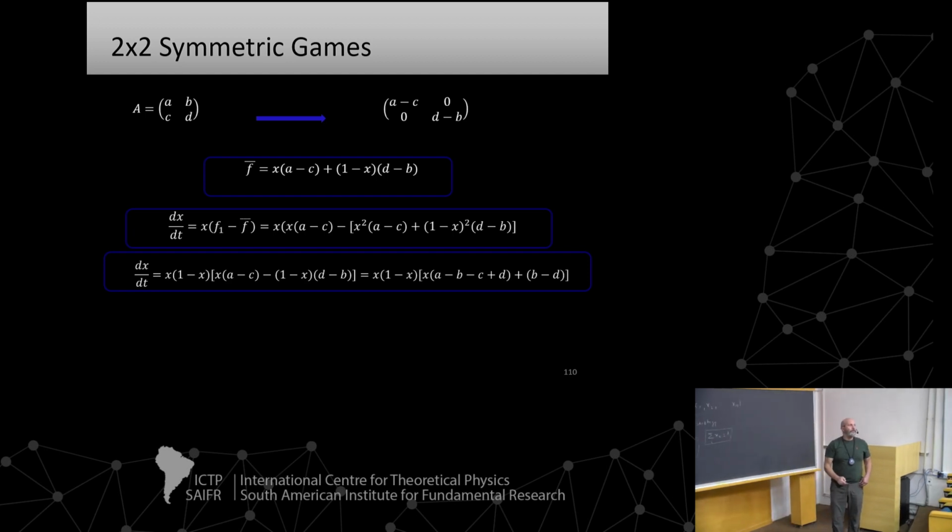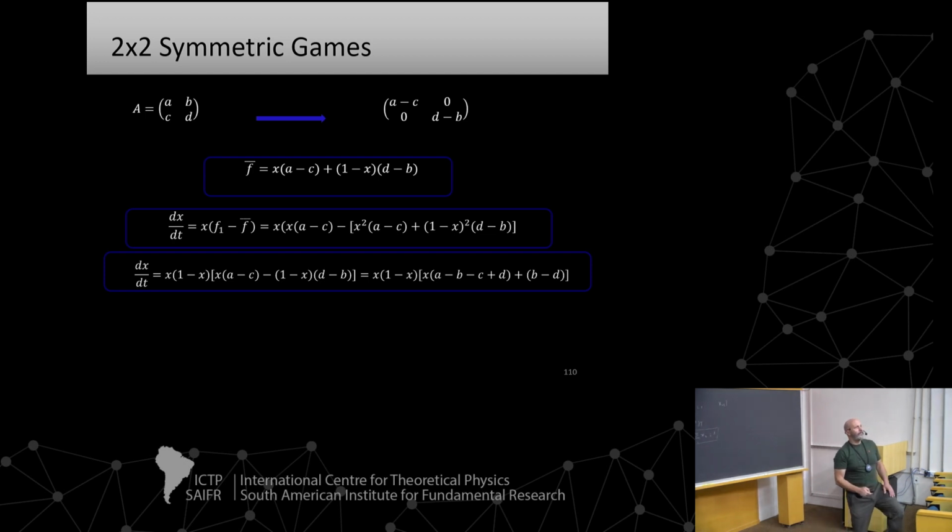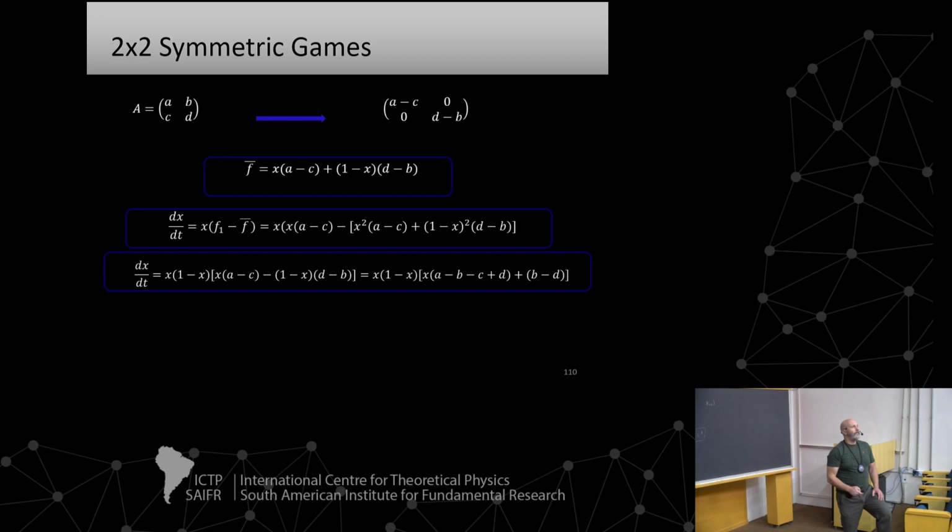Marcelo, you recently showed that the replicator dynamics is consistent with the hypothesis that you stay in the simplex, right? Yes. My question is, is the replicator dynamics the only one that is consistent? It's not the only one? No, it's not the only one. There are many of them.